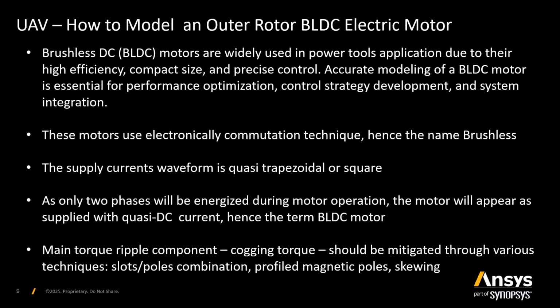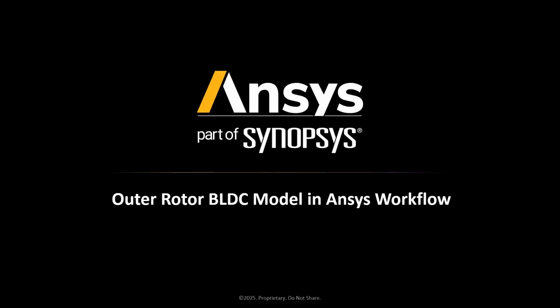The main torque ripple component for this type of machine is the cogging torque. And this is essential to be mitigated through various techniques: slot-pole combination, magnetic pole profiling, or skewing. We'll see immediately what we do in this specific example that we're going to analyze.